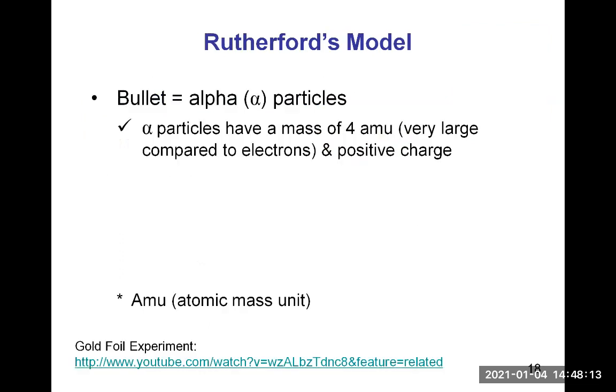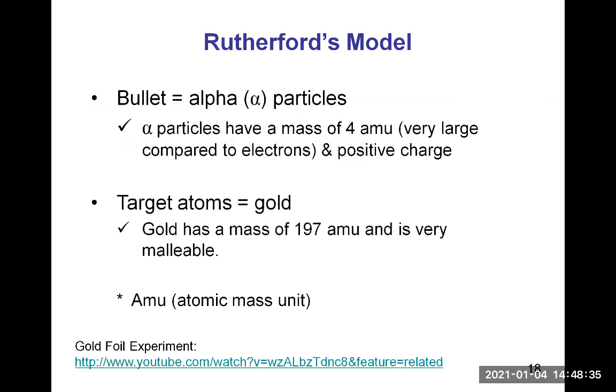So the bullets that Rutherford used for his experiments were alpha particles. Alpha particles are due to radioactive decay. They have a mass of 4 atomic mass units, which is very large compared to the mass of electrons. And they are positively charged.